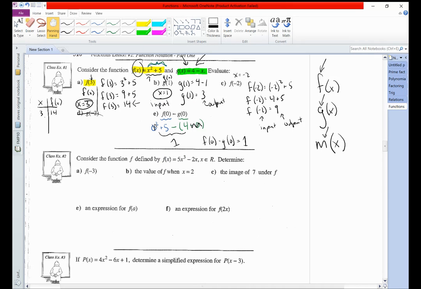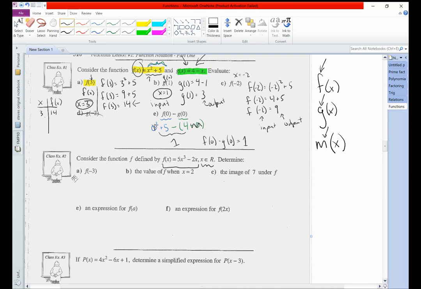The next thing is very similar. You can see we have f of x is equal to 5x cubed minus 2x, and then it stops. That's our whole function, and then there's a little bit on the end saying where x is going to be all real numbers. It can be any number. Determine f of negative 3.